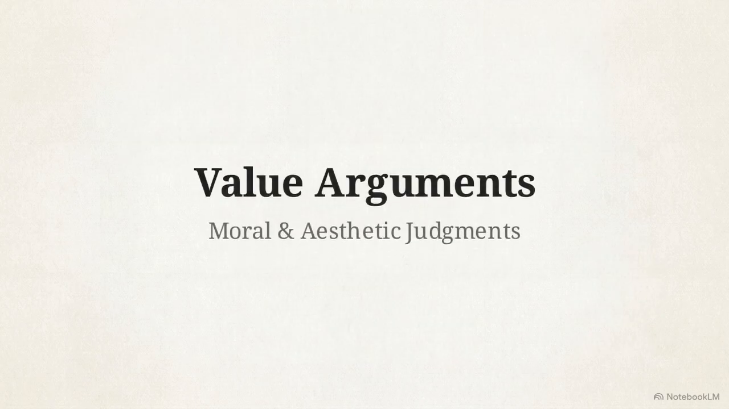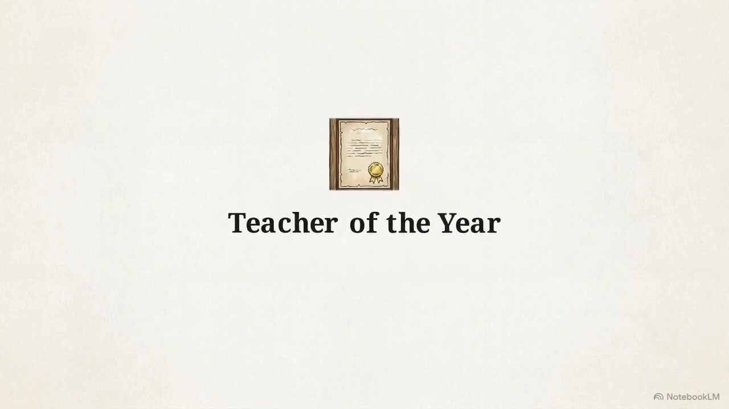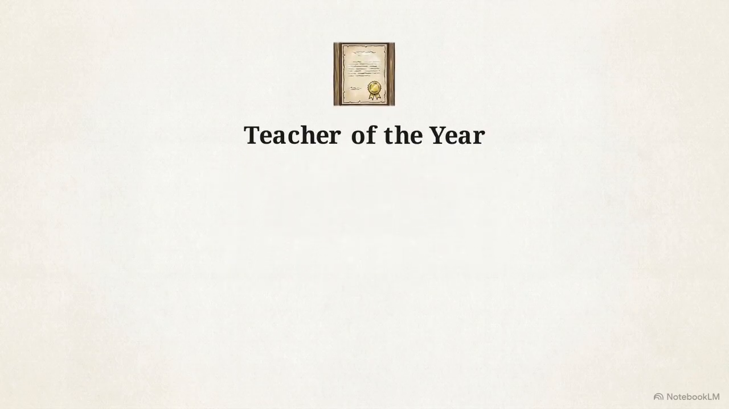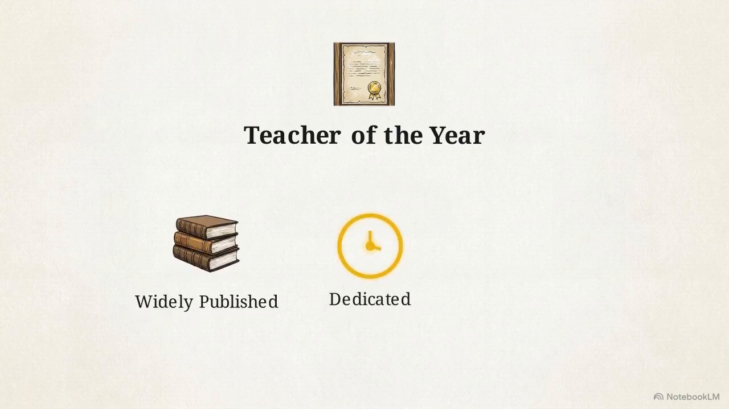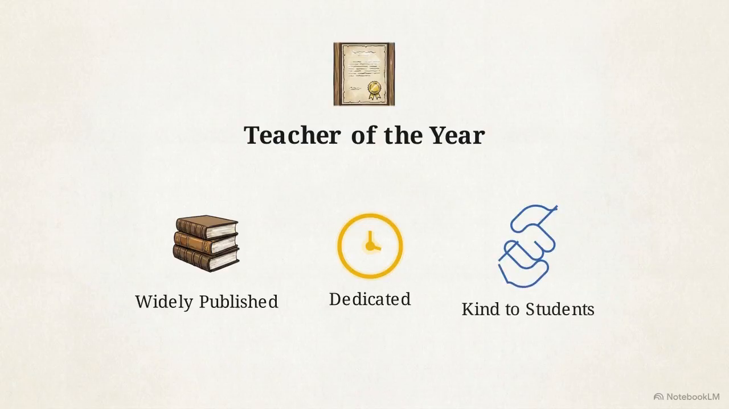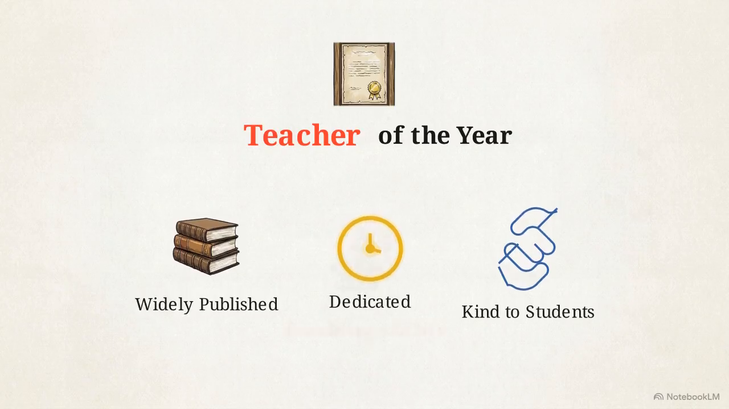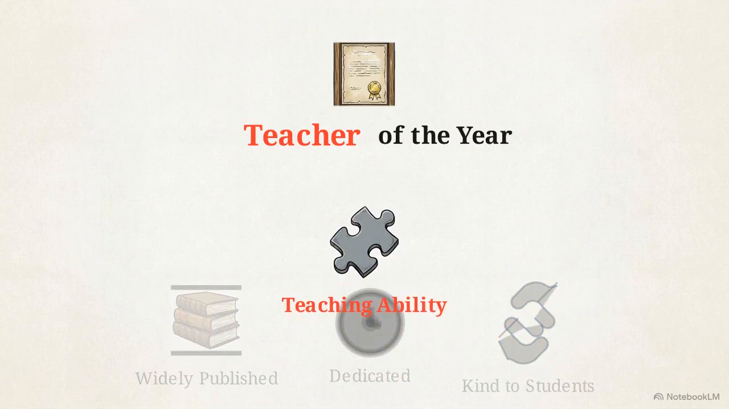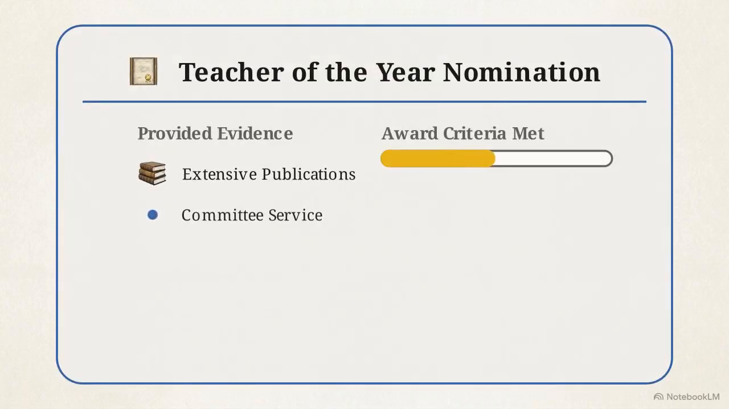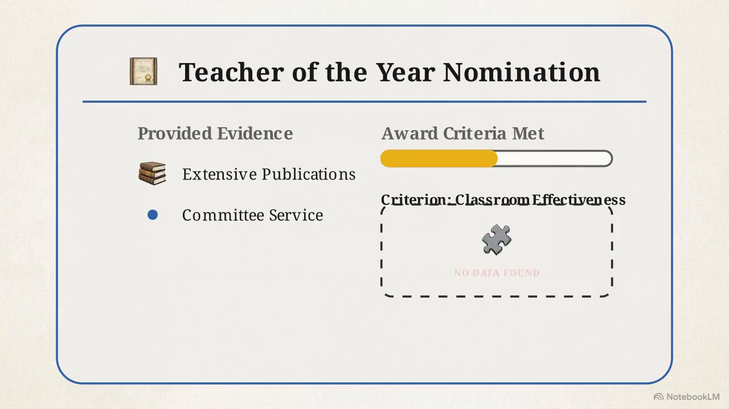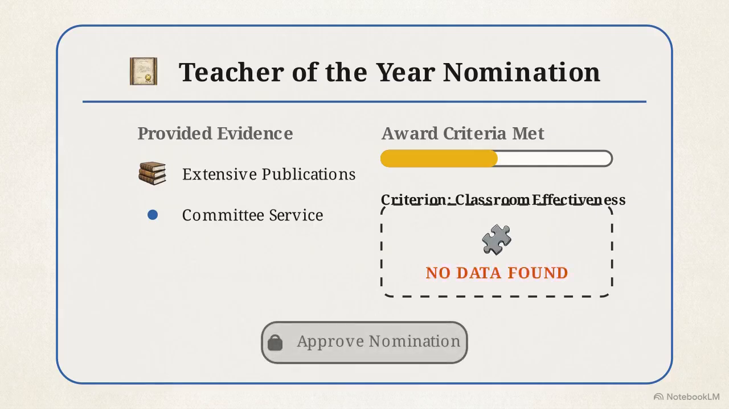This fallacy frequently hides inside value arguments that end in a moral or aesthetic judgment. Imagine you are evaluating a colleague for a Teacher of the Year award. The nomination letter states that the professor is widely published, highly dedicated to the department, and incredibly kind to her students. Look closely at the title of the award itself. Those traits are wonderful, but none of them address her actual teaching ability. You cannot assign a specific merit-based award without providing evidence that measures that exact merit. A value argument fails to operate if the appropriate value premise is left blank.